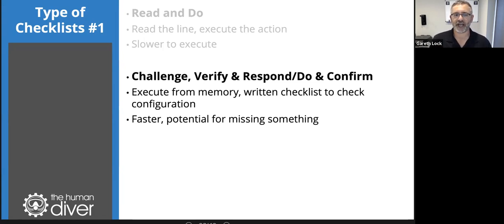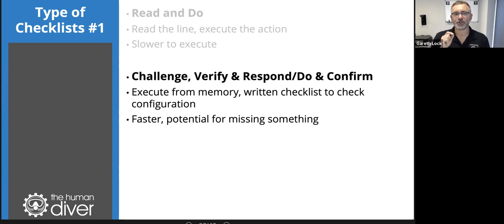Another way of doing it is challenge, verify, and respond, or challenge and respond as it's also known, or do and confirm. So what you do here is you do a bunch of stuff from memory, and then you go through either as a team and you cross-check each other, or you use something called point, touch, verbalize, which I'll come on to in a minute, to make sure that the configuration is as written down. And the checklist will have the parameters on it so you can confirm the selection is correct. It's much faster because you can do that stuff from memory, but there is a potential for missing something out if you're not following the checklist properly.